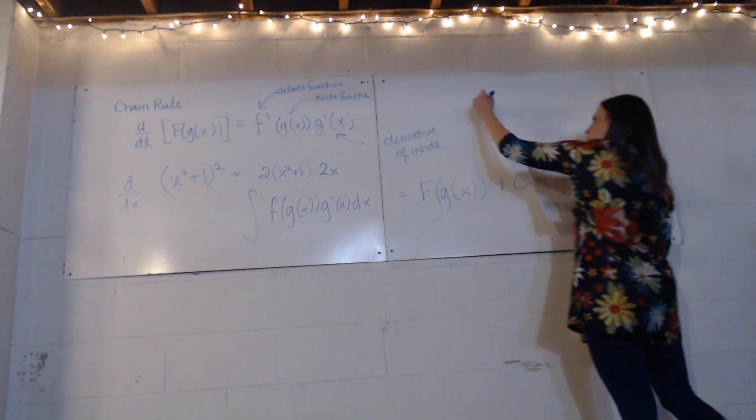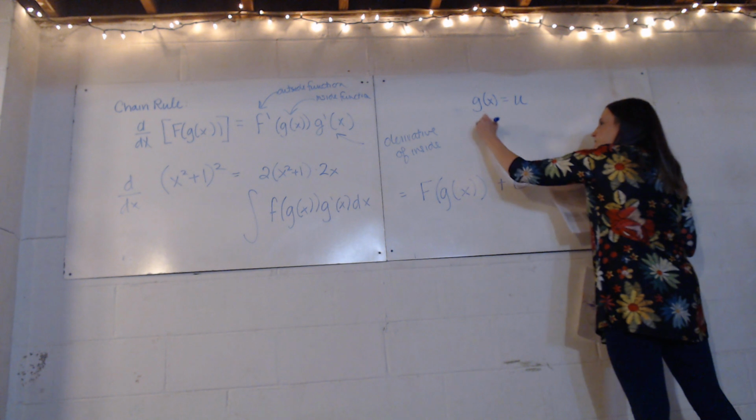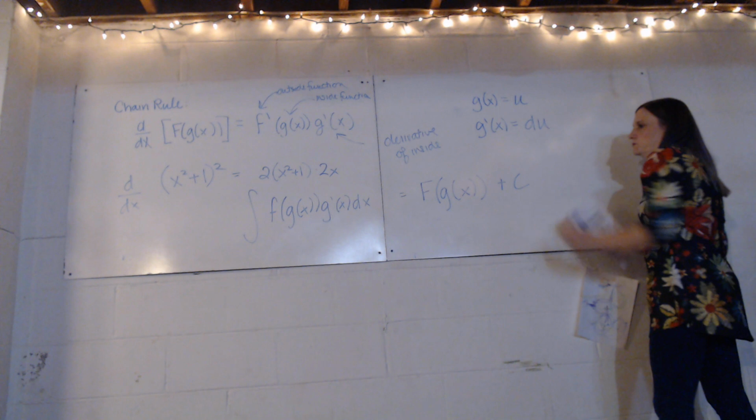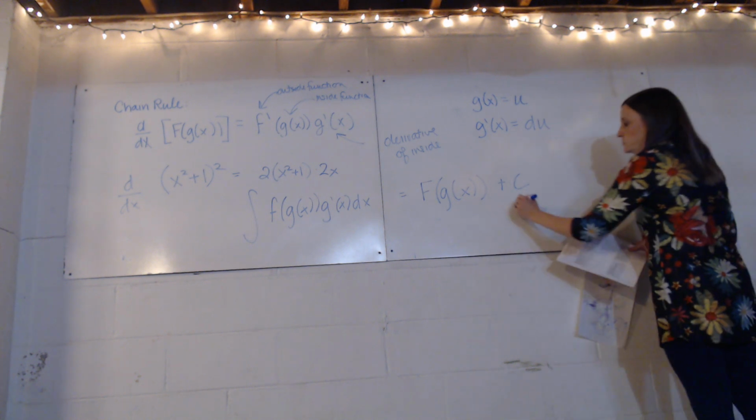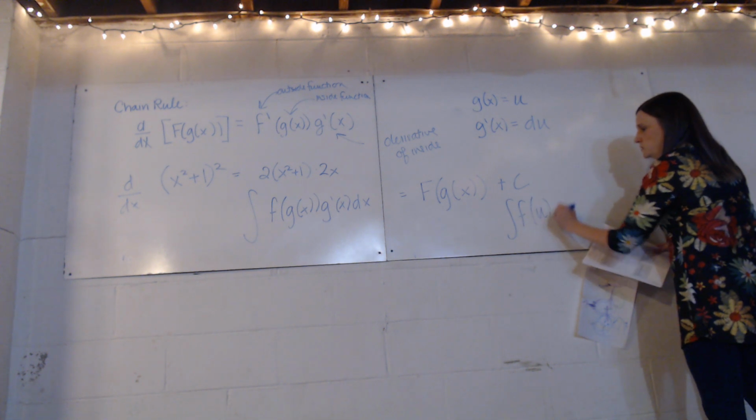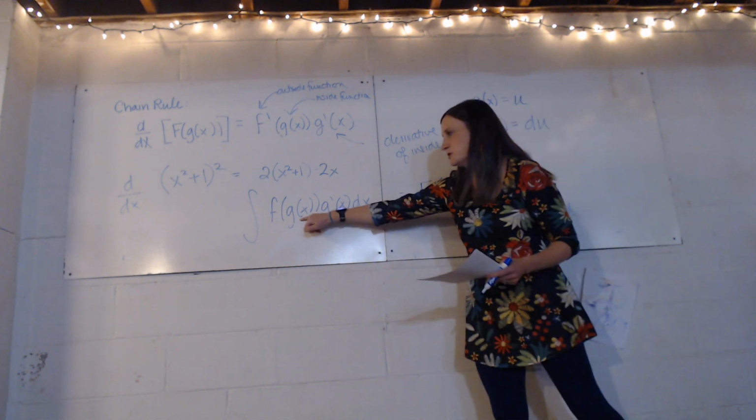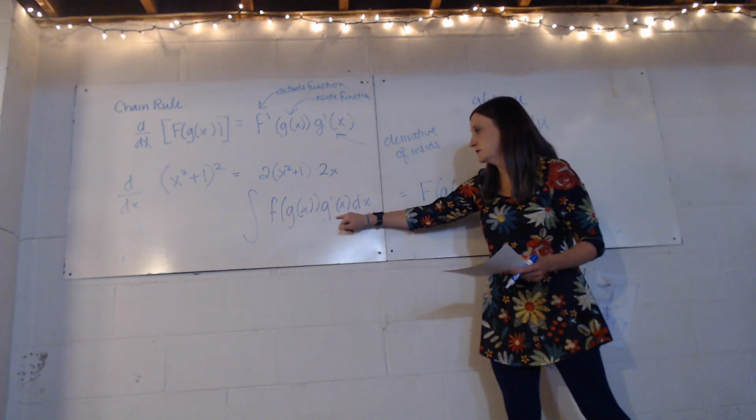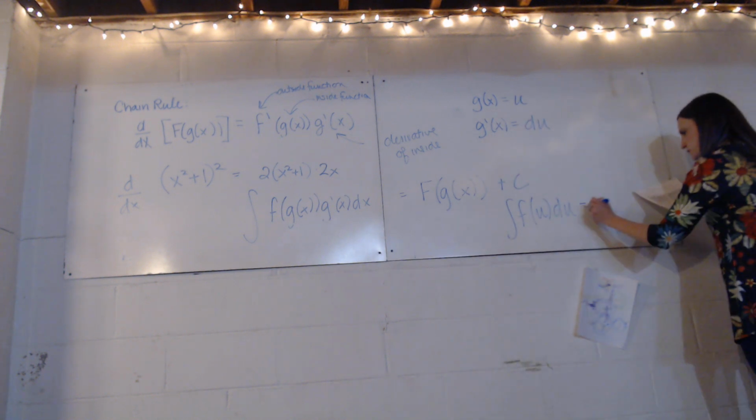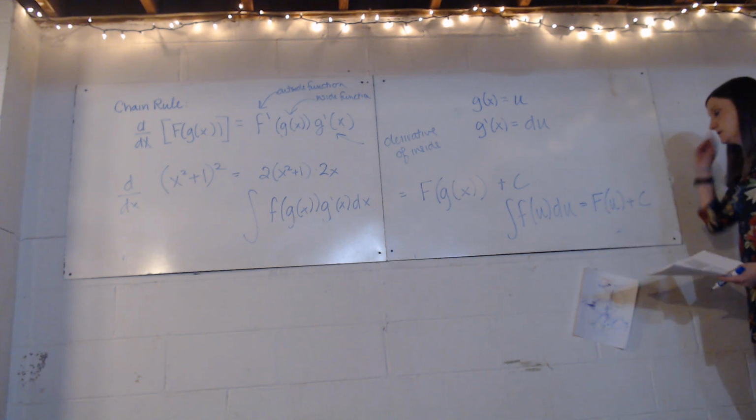So we're going to let u, so g of x would be equal to u, and g prime of x dx would be equal to du. So we could say the integral of f prime of u with respect to u, which is, I'm just substituting in here. Remember, u is g of x, du is g prime of x dx, is equal to f of u plus c. So this is an easier way to write it.